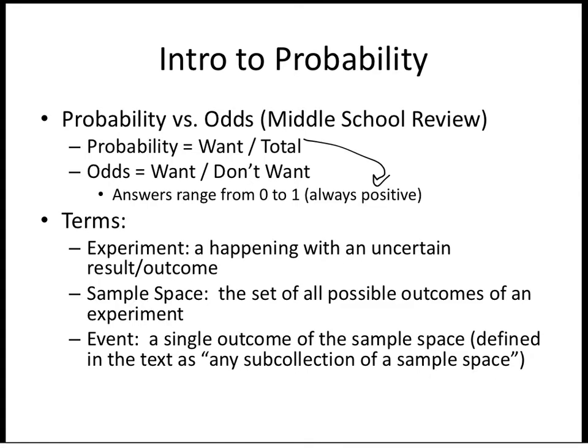which really doesn't give you a good idea of what it is they're talking about. So if you want to think of an event is a single outcome of the sample space type thing, okay? So that may be a better definition for you. It's not exact, but it gives you an idea of what we're talking about when we say event in mathematics.